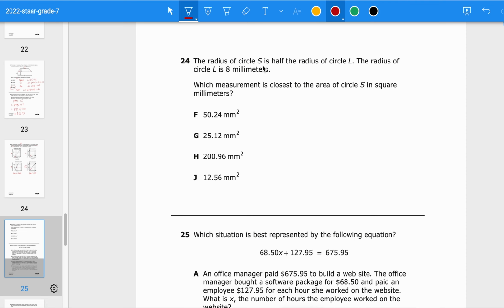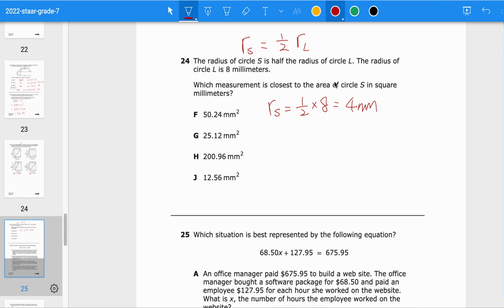The radius of circle S is half the radius of circle L. So let's say it this way: the radius of circle S is half of the radius of circle L, and the radius of circle L is 8. So what is the radius of circle S? Half multiplied by 8. That is 4 millimeters, right?